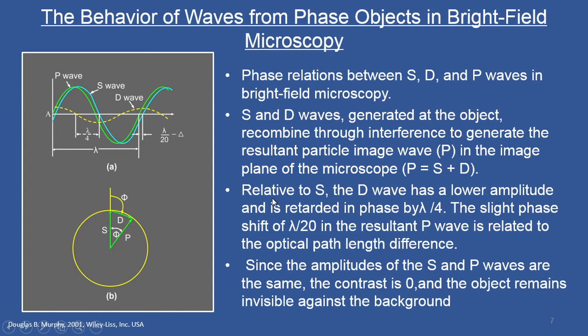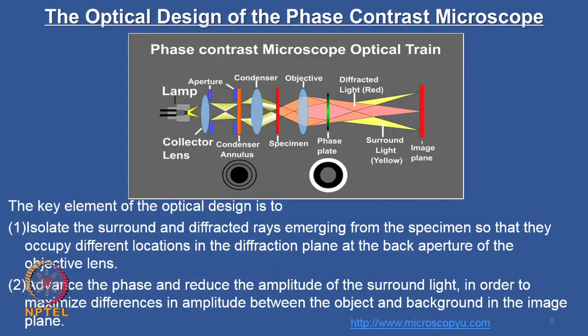So, that is why under bright field illumination, a phase object will not produce enough contrast. The very difference of going to phase contrast microscopy is well understood by looking at this slide. Now we will see how this phase contrast optical design is arranged in order to produce a contrast.